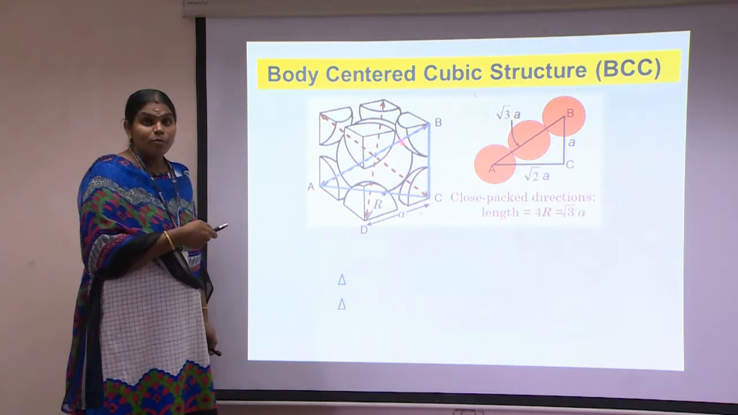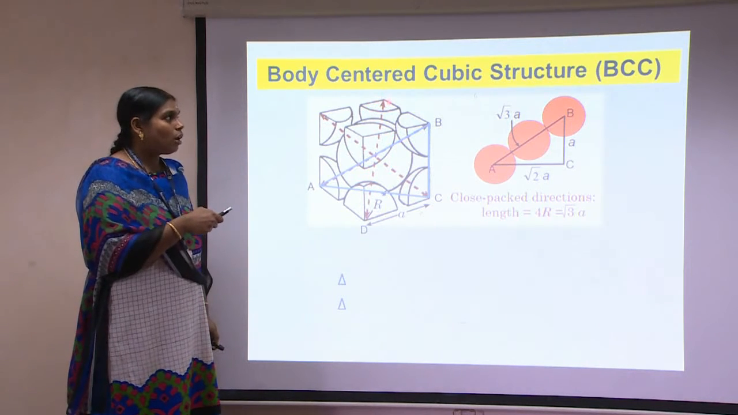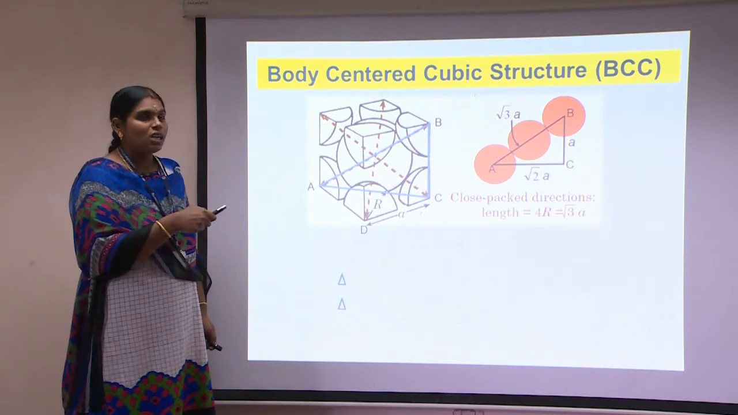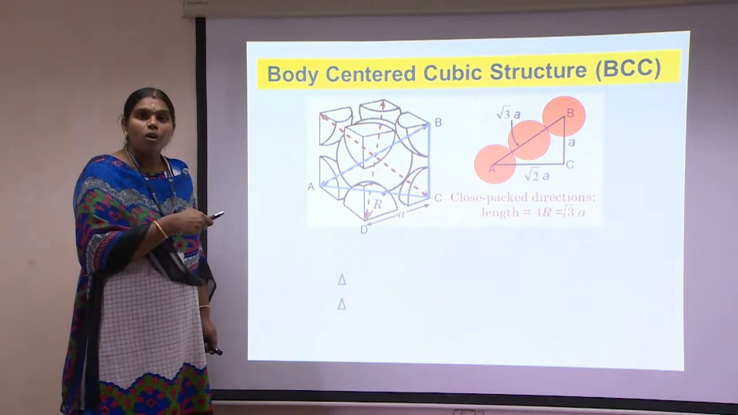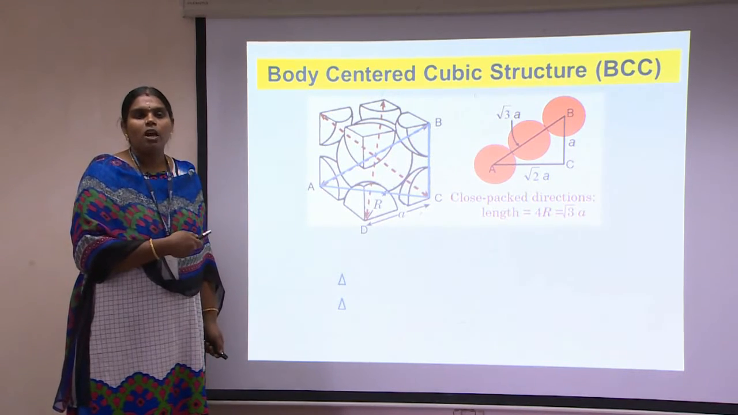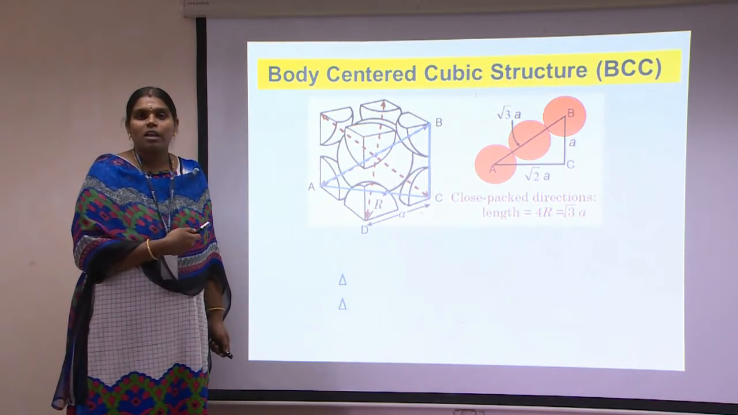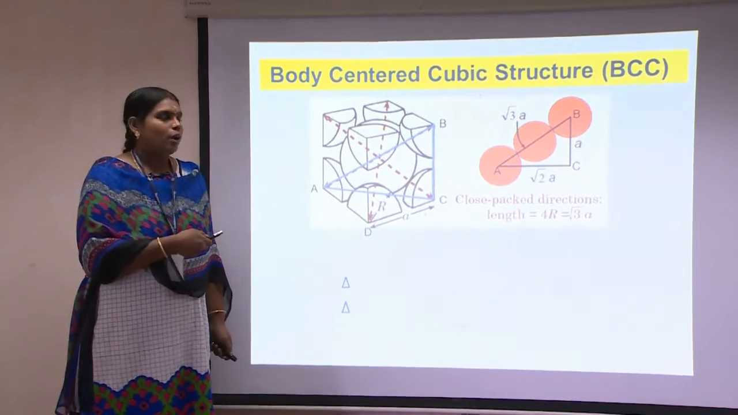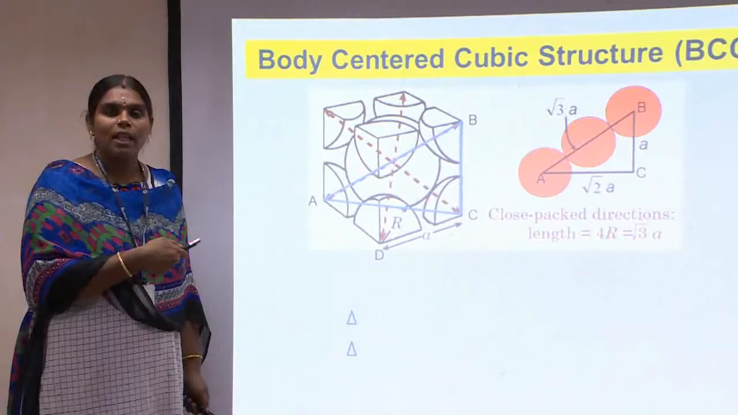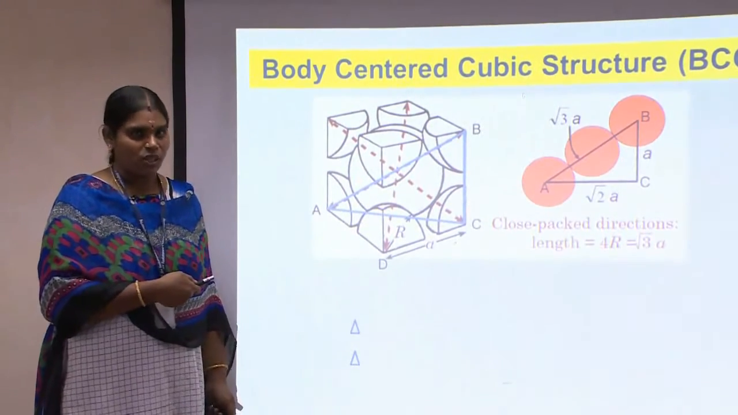And vice versa, if you are going for a corner atom, the body centered atom is going to be a nearest neighbor. So when you are considering 8 unit cells, those 8 body centered atoms are going to be the nearest neighbors. So whether you are considering a corner atom or a body centered atom, the coordination number is going to be 8, which is more than that of a simple cubic structure.